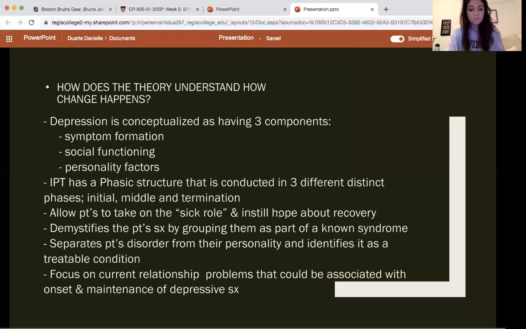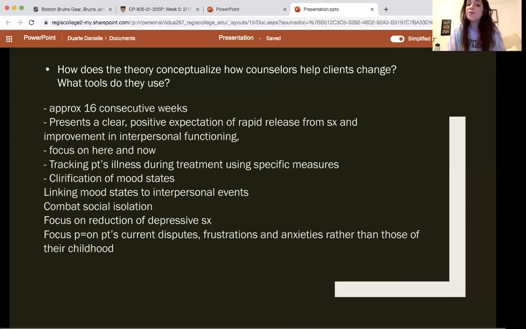And finally, it focuses on the current relationship problems that could be associated with onset and the maintenance of depression disorders. So, what in that moment could be causing these depressive disorders and how you can maintain those symptoms and keep them from making these negative effects. So then that brings me to how the theory conceptualizes how counselors help clients change and the tools that they use. So this is usually drawn out over approximately 16 consecutive weeks of sessions.